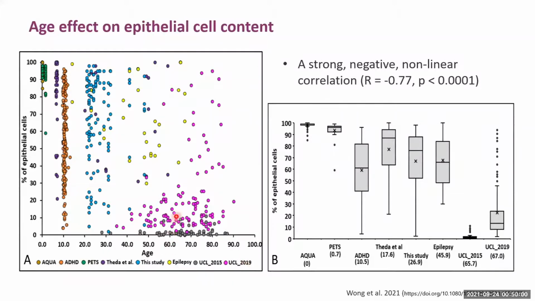Each of the different studies is indicated by different colors, while image B compares the percentage of epithelial cells by study. The bracket below each study is the mean age for the study, from young age to senior, as you can see here. In both, we found a moderate negative non-linear correlation between age and the epithelial cell content estimated by DNA methylation.